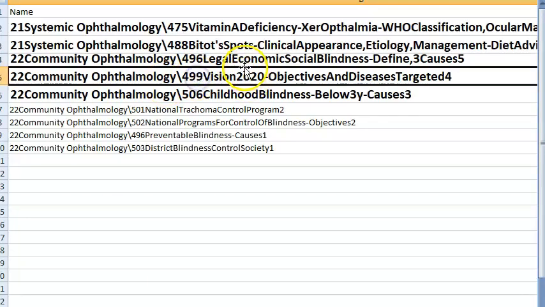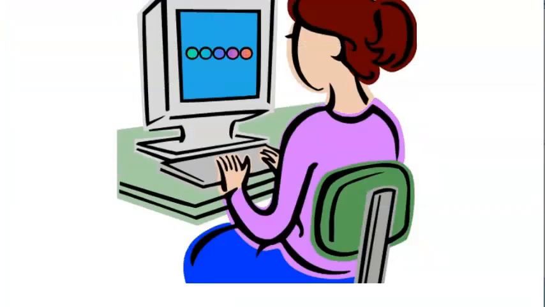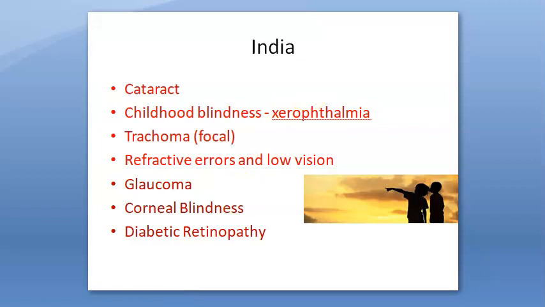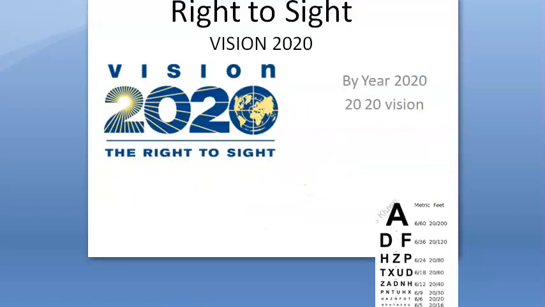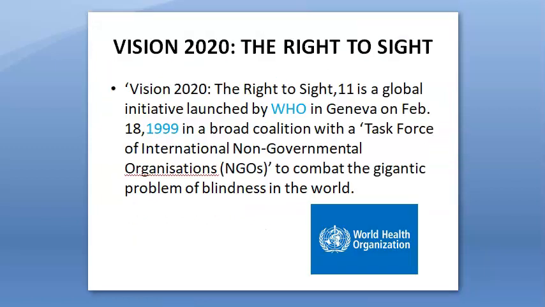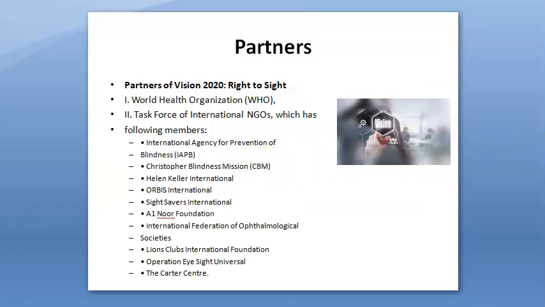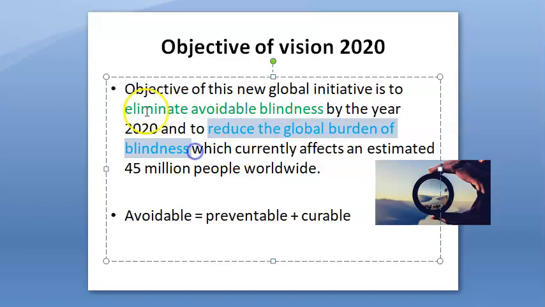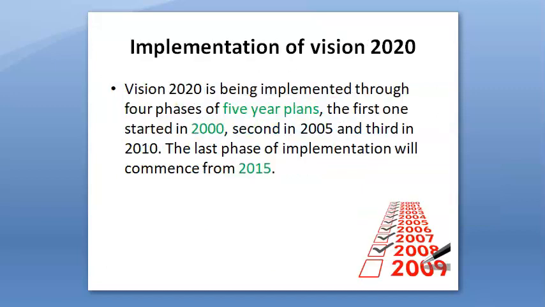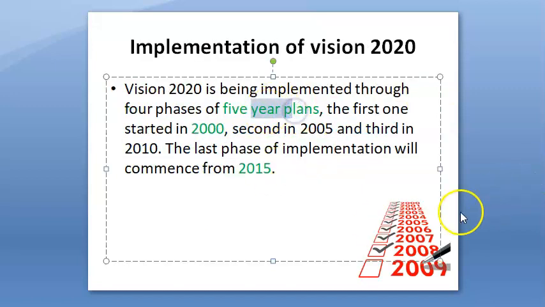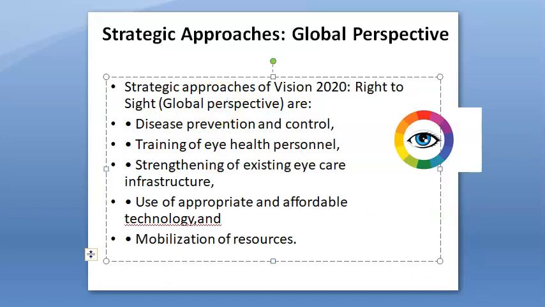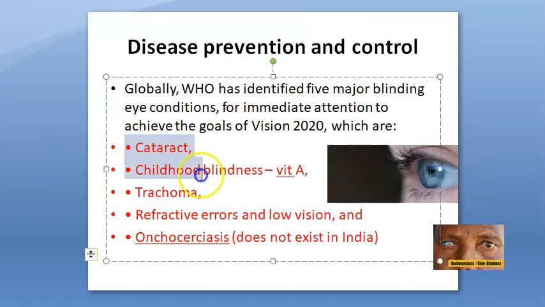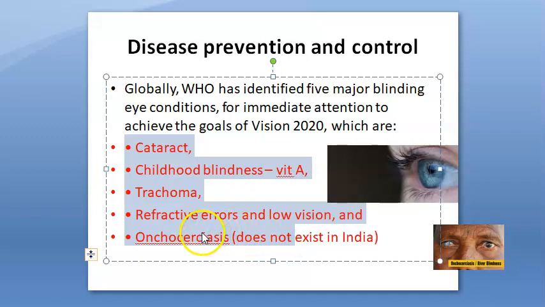Next important question, community ophthalmology, Vision 2020. So in Vision 2020, do you remember what you have studied in Vision 2020? Yeah, that's why we have to take a recap. So right to sight, remember, what is it? By year 2020 vision, right? Reduce the global burden of blindness, eliminate avoidable blindness. 5-year plans are there. Then these are the 5 things that they included in the world.